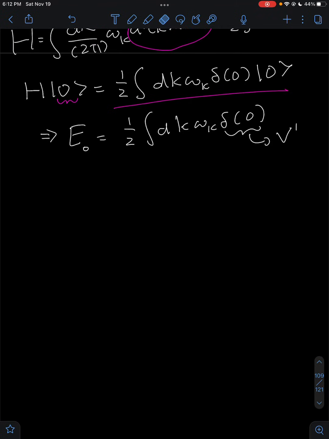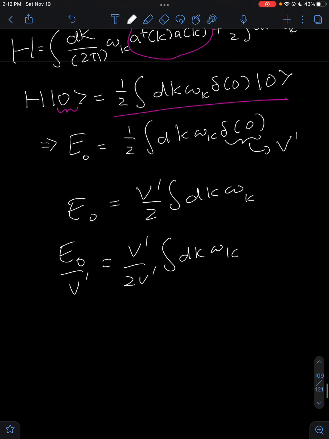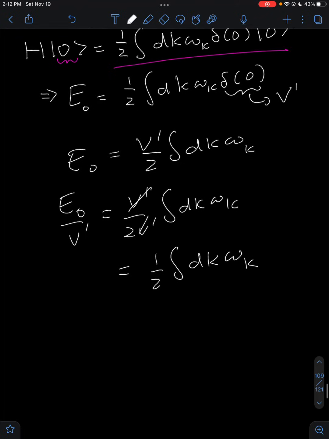So E naught is going to be V prime over 2 integral of dk omega k, right? So then E naught over V prime is just V prime over 2 V prime integral of dk omega k. And that just gives us 1 over 2 times the integral of dk omega k. So that's E naught over V prime.